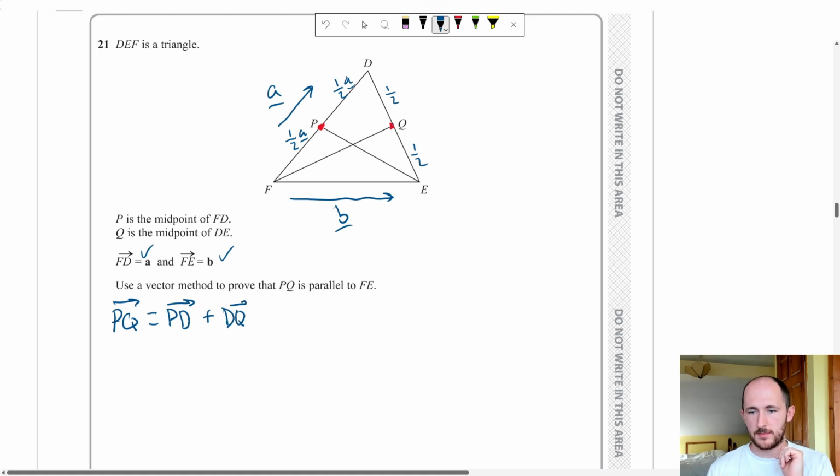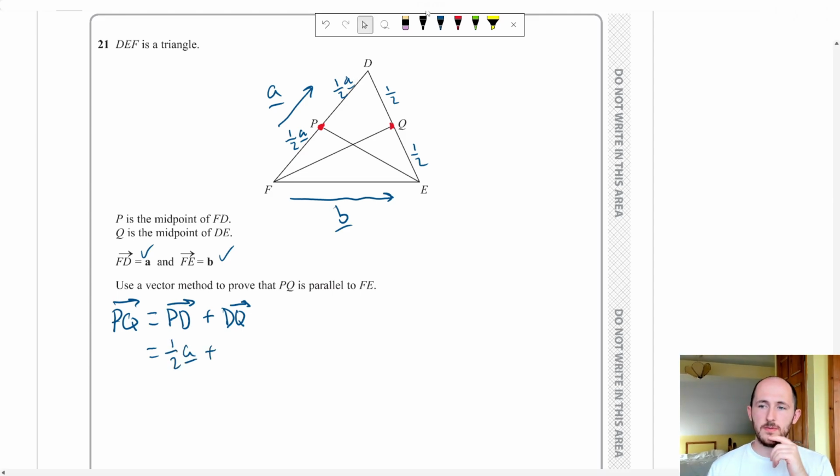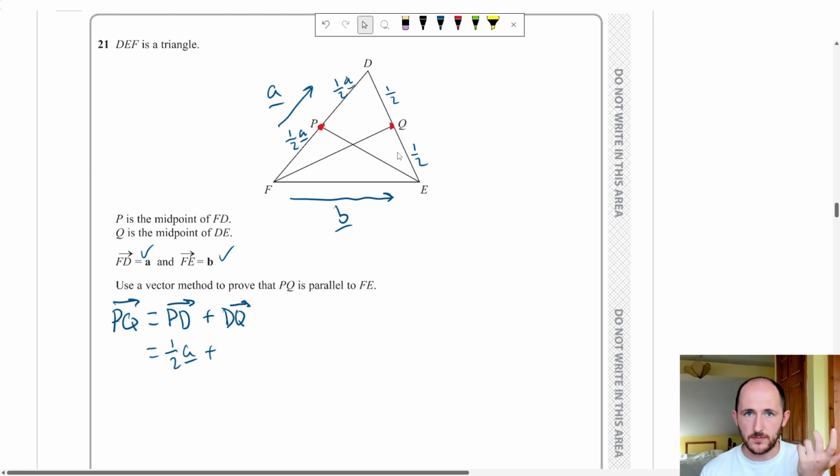And then what I'm going to do is I'm going to ask myself, well, do I know what P to D is? Well, P to D is just a half a. We've already got that. Perfect. And do we know D to Q? Well, we don't. But I do know that D to Q is half of D to E. So I'm going to write half DE.